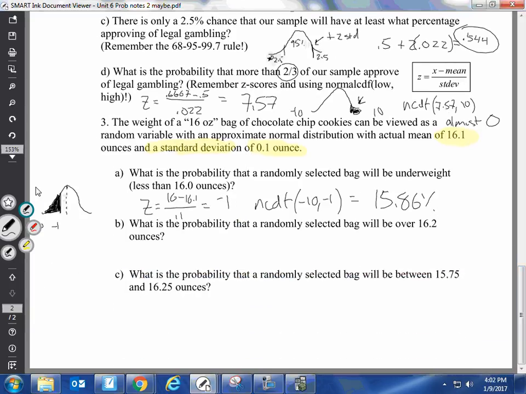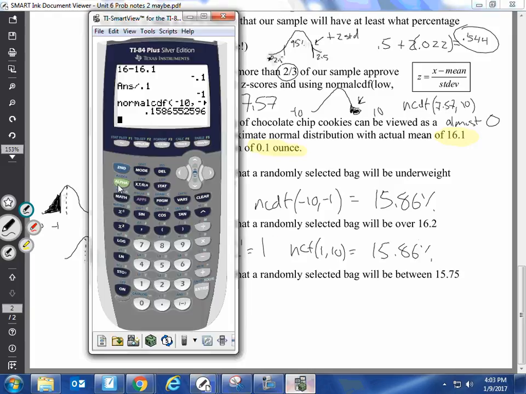Okay. B, what is the probability that a randomly selected bag will be over 16.2 ounces? Well, if this is 16.1, what is 16.2? 16.2 is going to be one standard deviation greater than the mean, just to confirm that: observation minus the mean divided by the standard deviation, and we get 1. I'll go normal CDF from 1 to 10, and I'll actually get the exact same value, 15.86%. Think about it, it's just symmetrical with your normal distribution. From negative 10 to negative 1 will be the same as from 1 to 10.